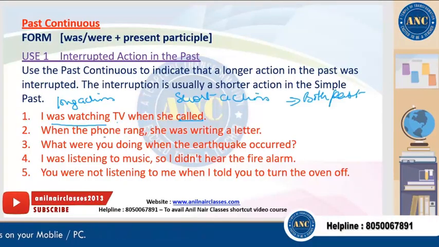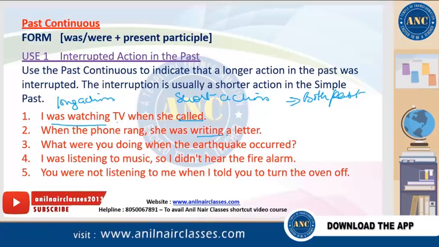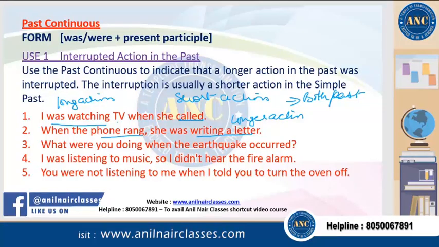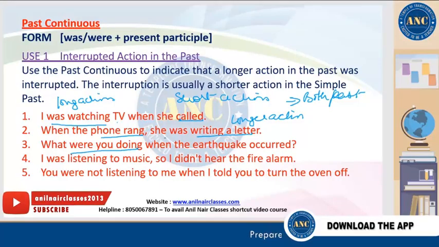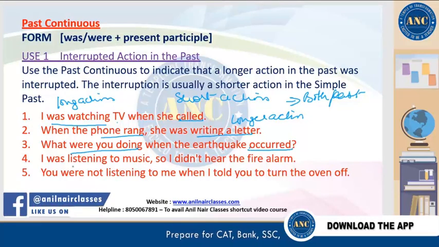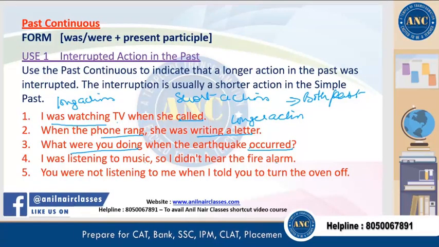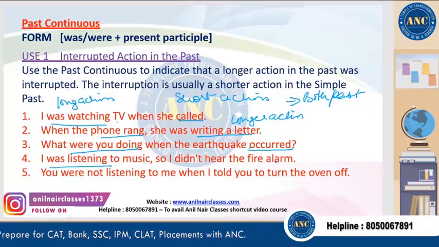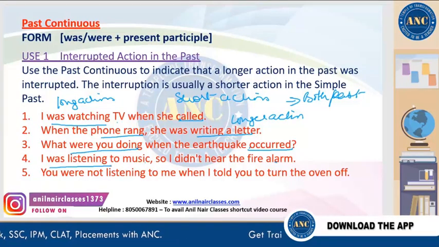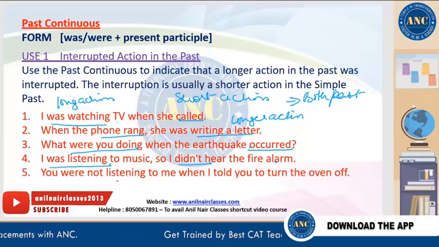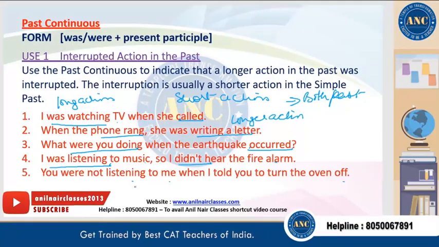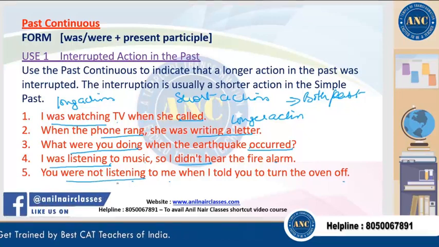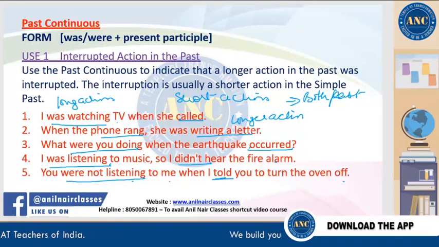See, when the phone rang, she was writing. So was writing is a longer action. Ringing of the phone was shorter action, right? What were you doing when the earthquake occurred? So were doing is the longer action and occurred is the simple past, which is the shorter action. I was listening to music, so I didn't hear the fire alarm. So was listening is a longer action and then the shorter action is didn't hear, right? You were not listening to me when I told you to turn the oven off. So were not listening is the longer action. Told is the shorter action.